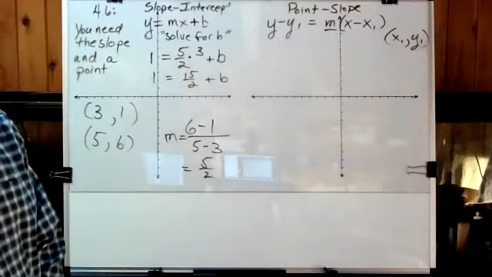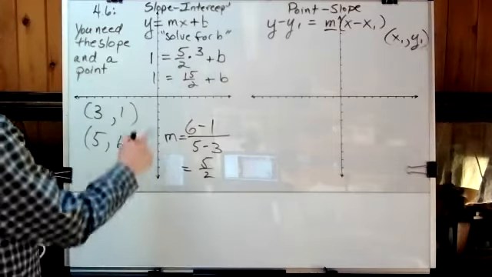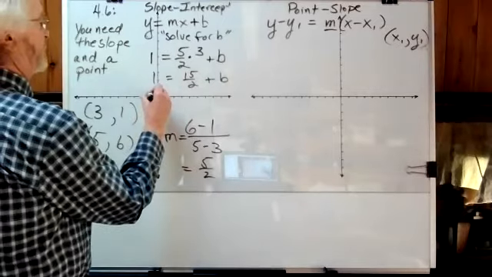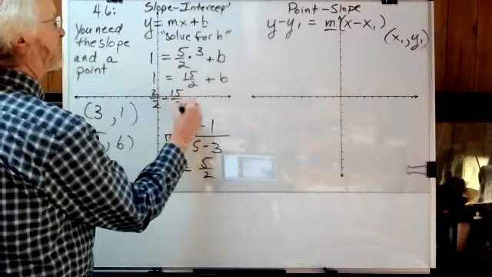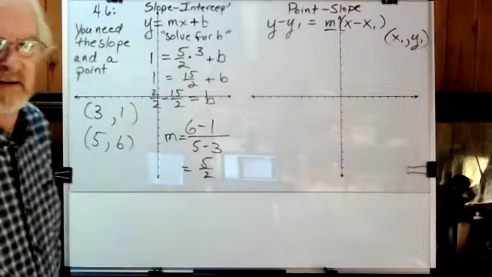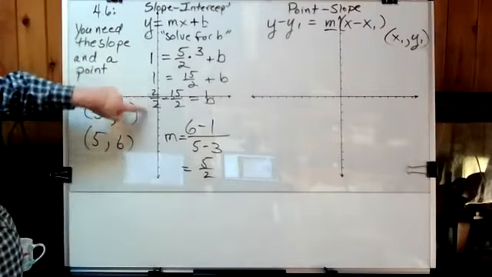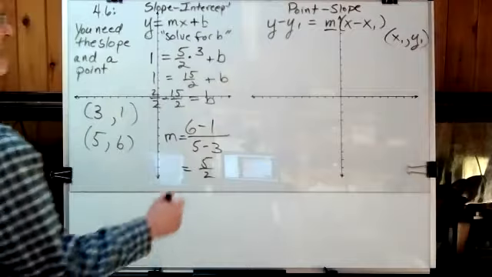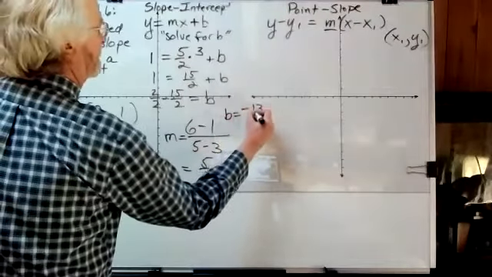I have to subtract the 15 halves. All right. Okay, I'm going to call this 2 halves minus 15 halves equals b. Maybe you can see that. Right, the 1 was 2 over 2. 2 halves minus 15 halves, and I get that b is negative 13 halves.